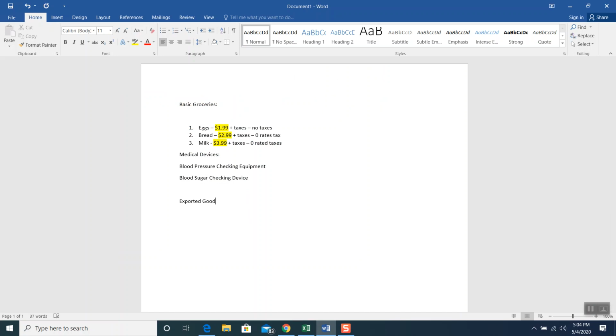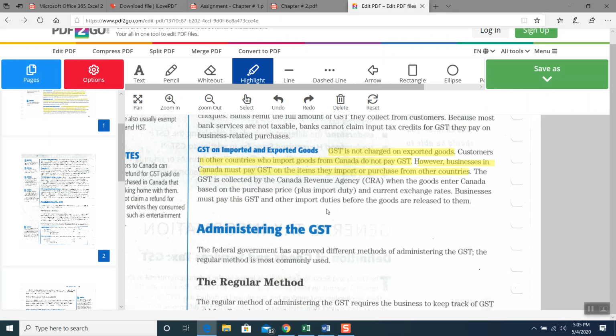Exported goods, no tax. Imported goods, yes, tax. Simple. The formula is exported goods, no tax. Imported goods, yes, tax. Right? So this for your understanding, imported and exported goods.